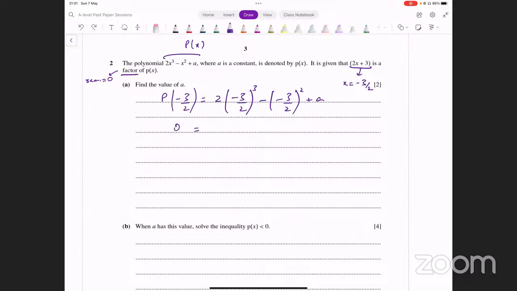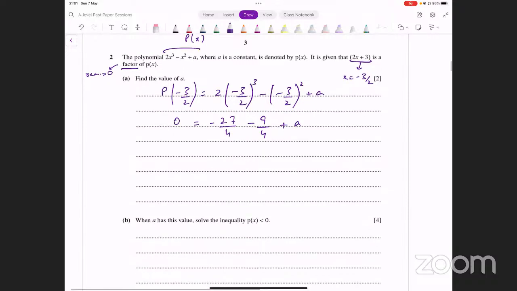2 into -3/2 का whole cube. Just use a calculator for this and see what this simplifies to. -27 over 8 multiplied by 2, and that is going to give me -27 over 4 on the right side. Okay, then the next term has a square on this, so that's 9 over 4. Minus एक बाहर लगा हुआ है, वैसे वैसे रहेगा -9 over 4 plus a. ठीक है, this is what we get.